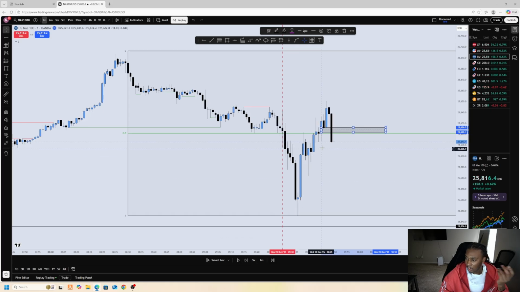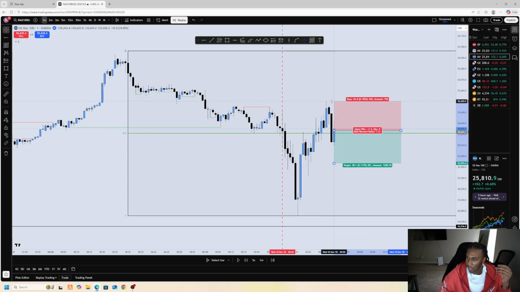So once it comes back a little bit, I just wait. It came back a little bit, boom, I enter. This is where I enter. I enter my short about right here. I just waited till it came in this area. So I entered about right here.